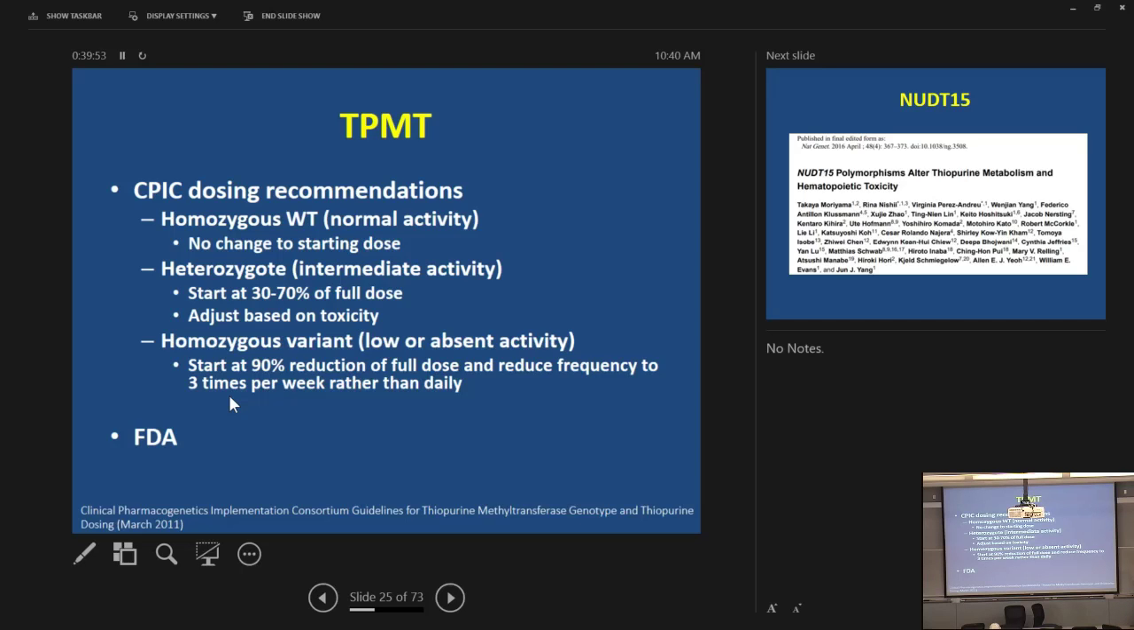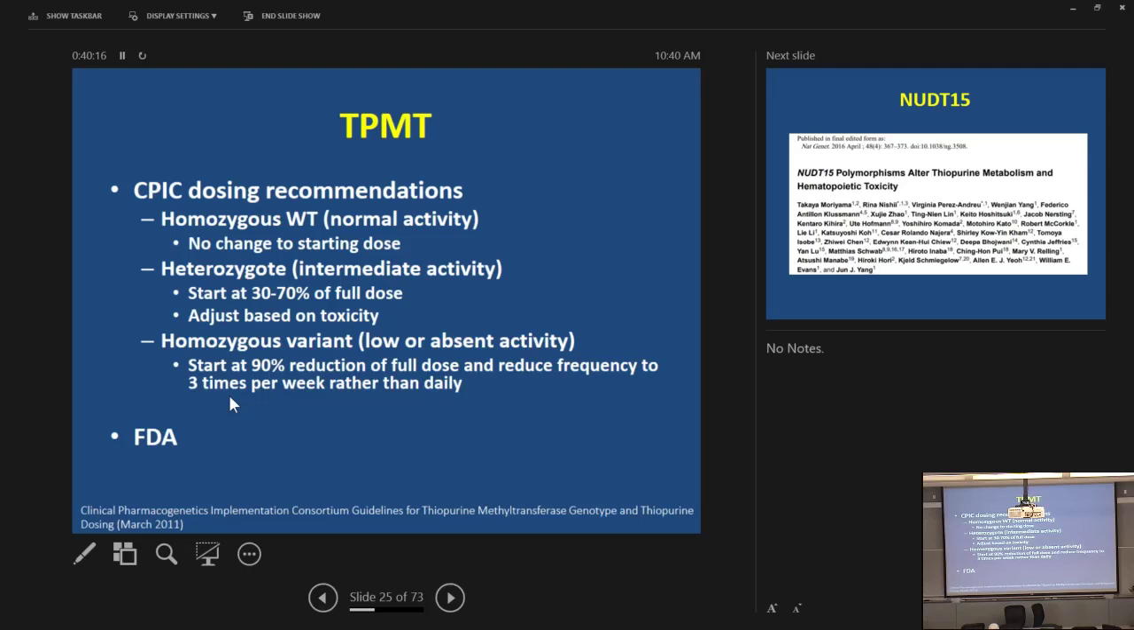If you're homozygous wild type, you have 2 fully functional alleles. Do we make any adjustments? No, right? That's pretty logical. If you're intermediate, so you have 1 functional and 1 non-functional allele, we're going to want to start at 30 to 70% of your dose.